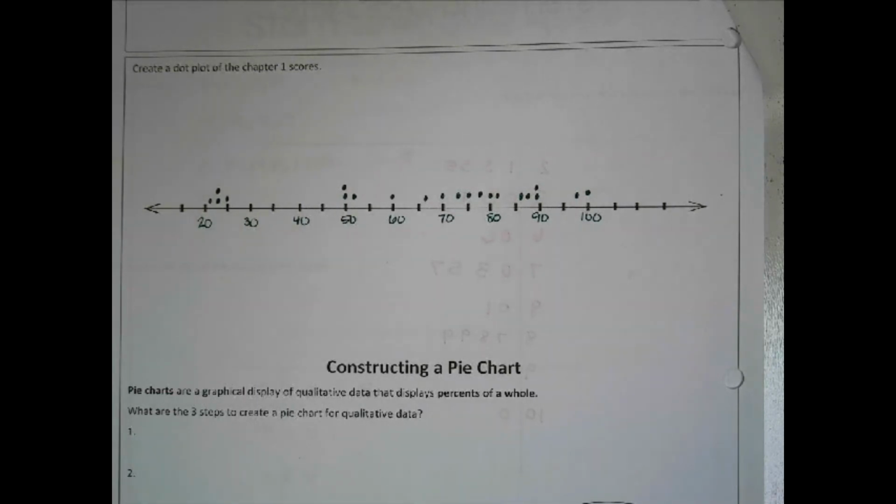I can see that my data is very spread out. I can see that I don't have a lot of repeat scores. As a matter of fact, I only see 3 places where I have repeat scores. It looks like 23, 50, and 89 are the only scores that actually repeated themselves. So that's what dot plots are good for.